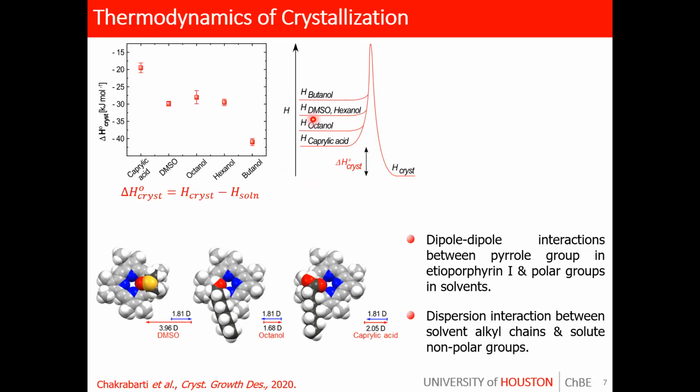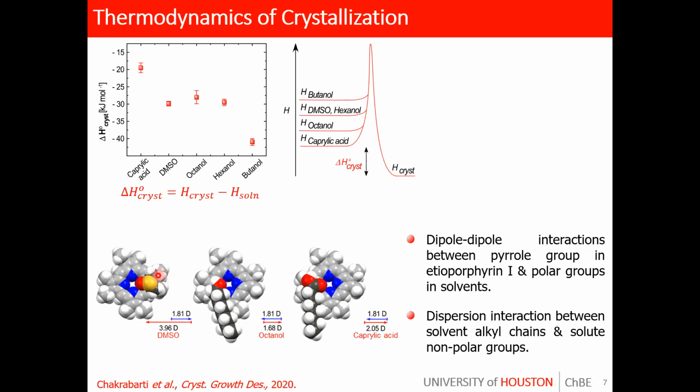So what we see here is that DMSO and hexanol have very similar solution enthalpies. And we conclude that DMSO, because it has a very strong dipole moment when compared to hexanol, even though it has a short alkyl chain length, because of its strong dipole moment, has a strong interaction with the polar pyrrole group, which is indicated here in blue, of the solute.